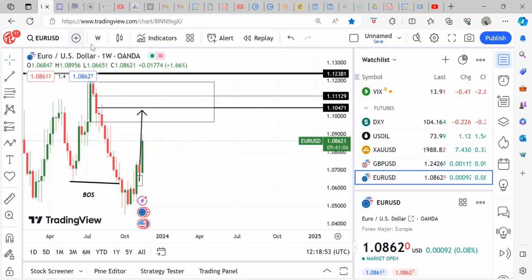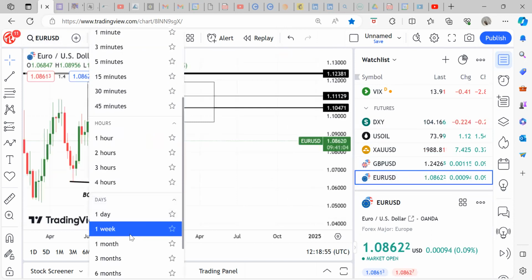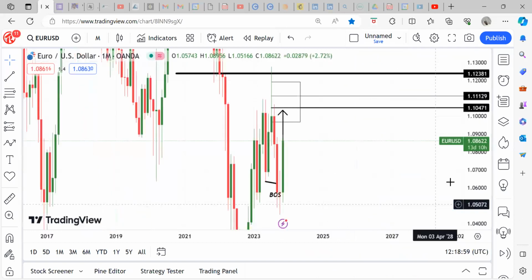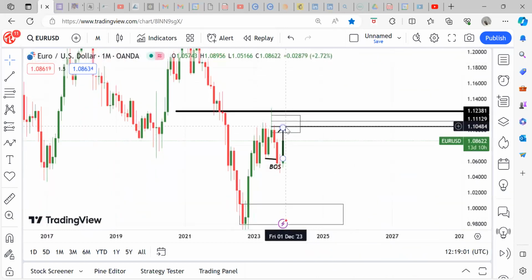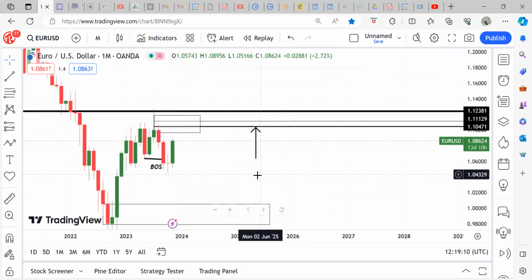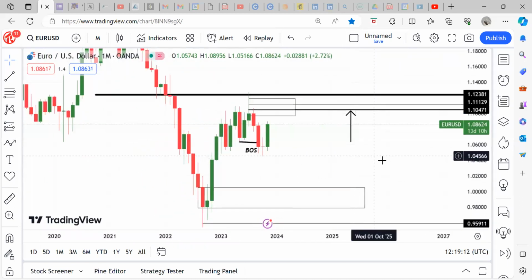Oh, this one has really given us a very fine structure. Now this is the Euro USD. I don't want to take out all this level, but then you guys would see what I'm trying to say. Let me just expand it a little bit. Now this is Euro USD.